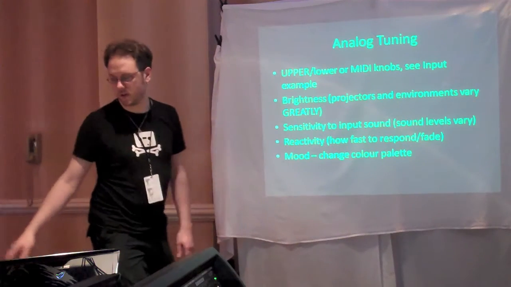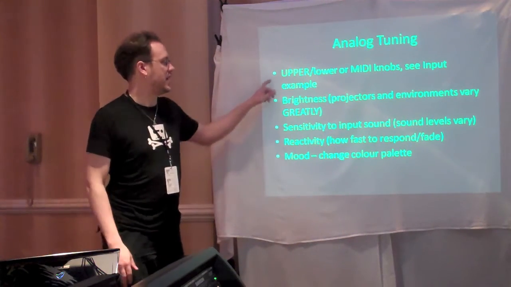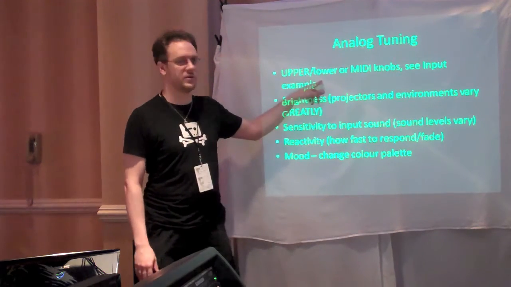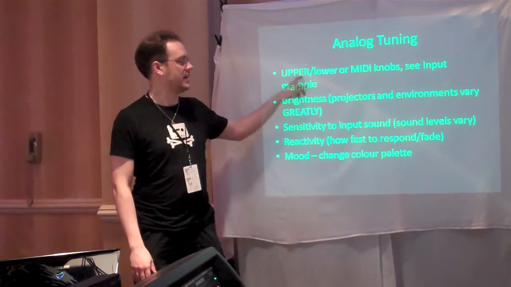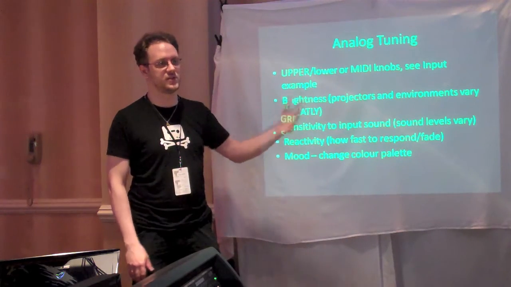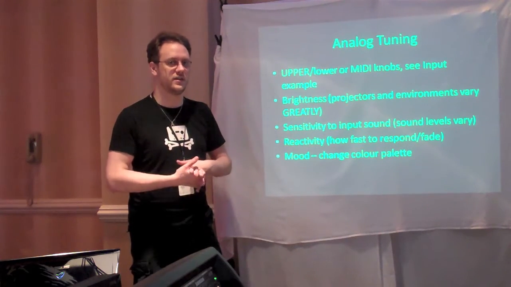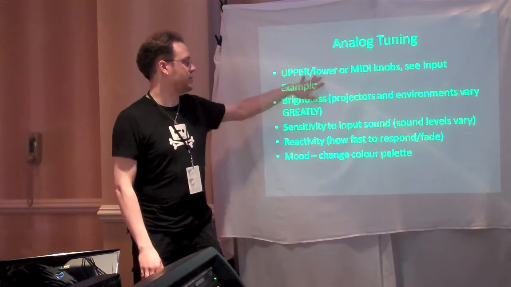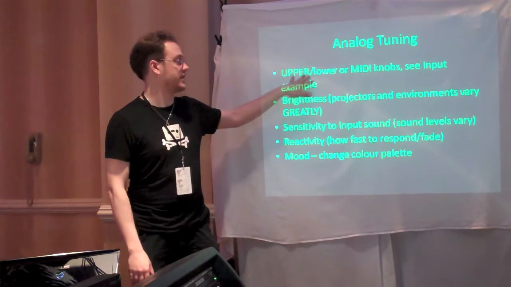Analog tuning, okay. So I talked about those knobs. If you've just got a keyboard, one of the examples uses uppercase and lowercase to tune a value and then print it out, so that way you can change how big those ellipses were. You can change FFT sensitivity, brightness, or whatever else you want to change. That's the easiest way to do that if you've got a keyboard.